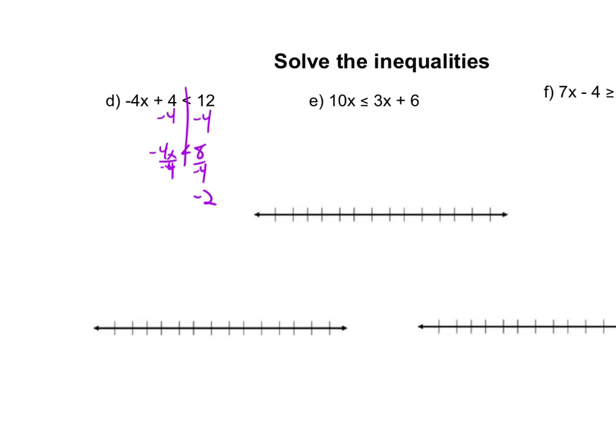All right, so here's the first one. I solved it. I got my boundary point at -2. It's going to be an open dot because there's no line in there, and then I'm just going to check sides. So I'm going to check 0 because that's always an easy number to check, and I'm going to check, I don't know, -3.